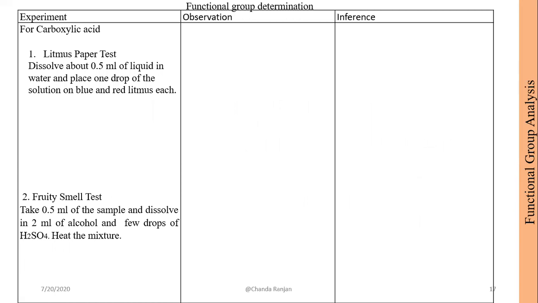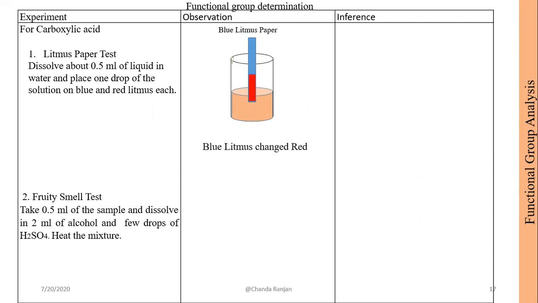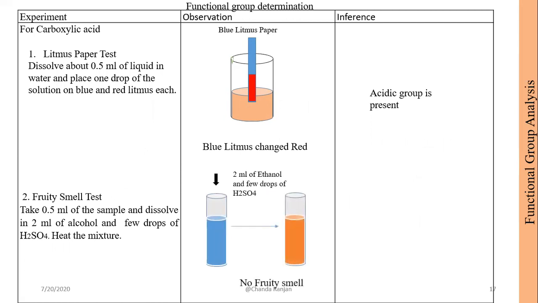So for carboxylic acid, we have to do the litmus paper test. The color changed to red. Acidic group is present, meaning carboxylic acids can be present. We'll do the fruity smell test. We know that carboxylic acid, when it reacts with alcohol and H2SO4, gives a fruity smell of ester. We got no fruity smell here, so the carboxylic group is absent.